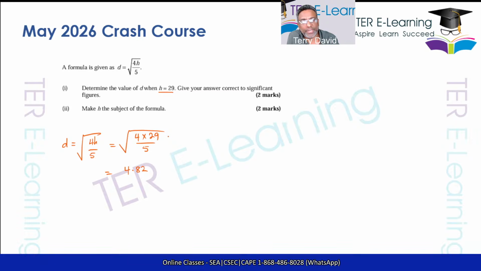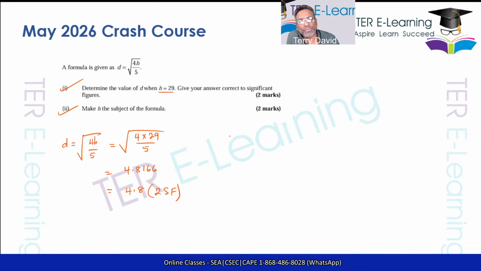So we're going to get 4.1866. Okay, they want the answer correct to two significant figures. So hold on, let me write that. 4.1866. But I want to write this correct to two significant figures. If I want to write that to two significant figures, it'll be 4.2. So that's two significant figures, and that's my answer for part 1.